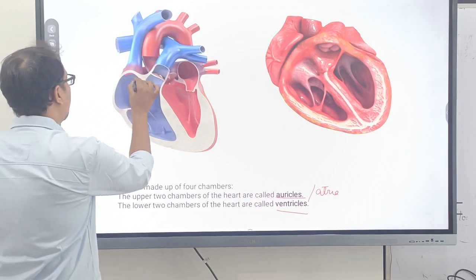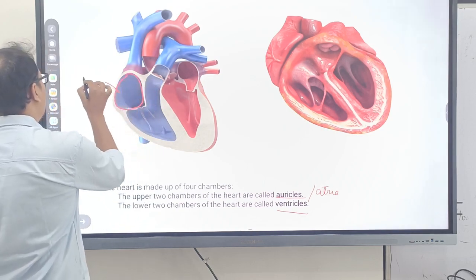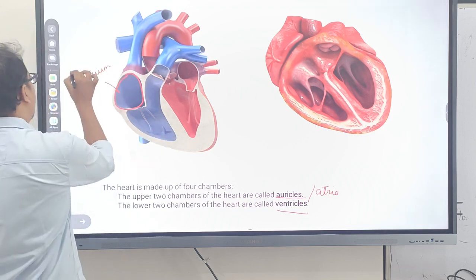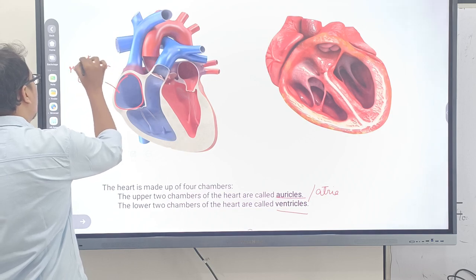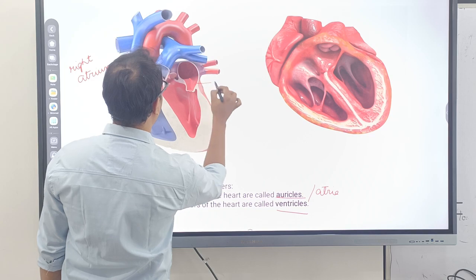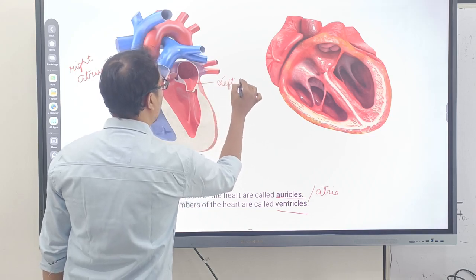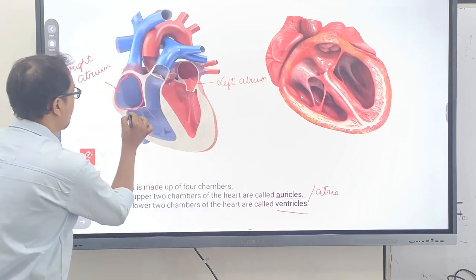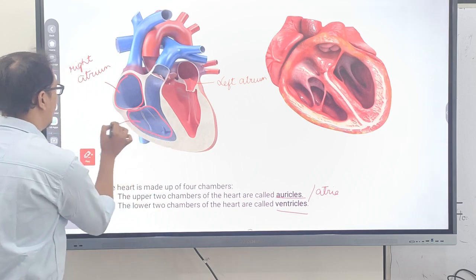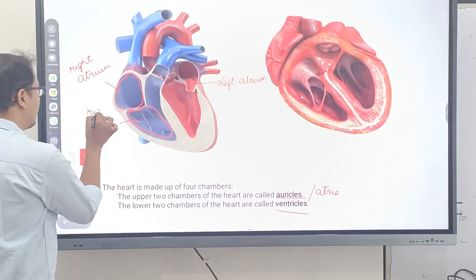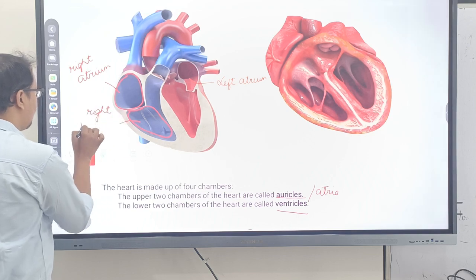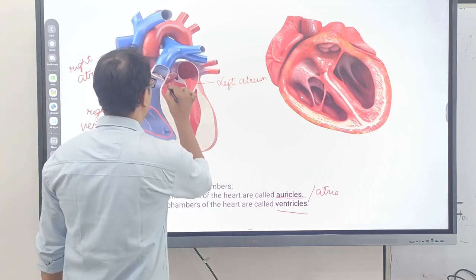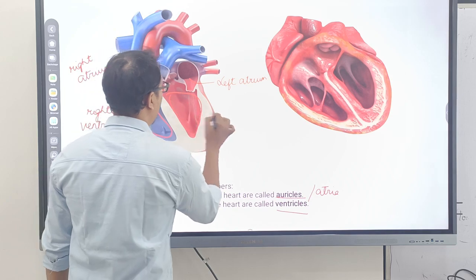So this portion is the atrium, this is the right atrium, and this portion is the left atrium. Similarly, this portion is the right ventricle, and this portion is known as the left ventricle.